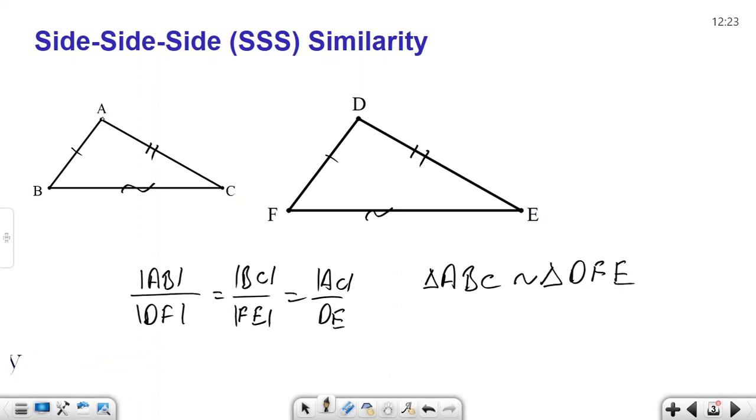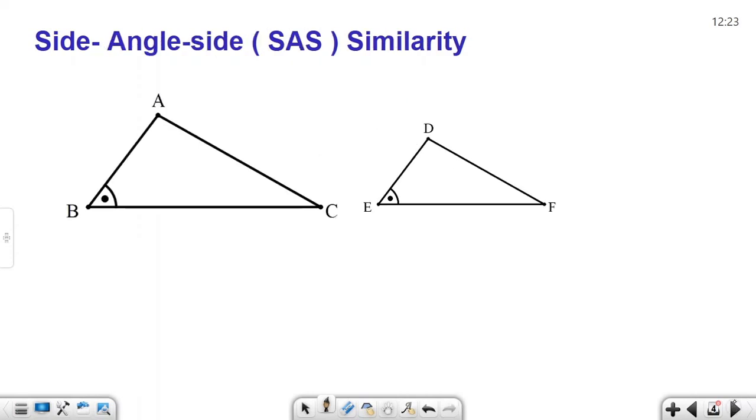Here be careful, I wrote the congruent angles in order, so angle A and D first, then B and F, and C and E. When you write similarity, that's important, write in order on the corners.